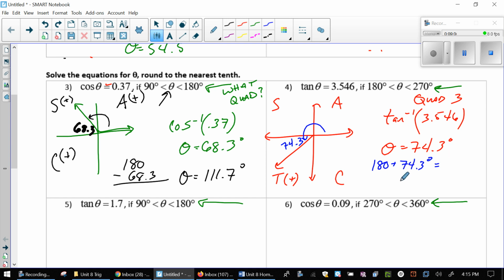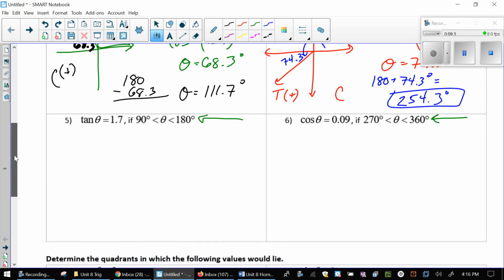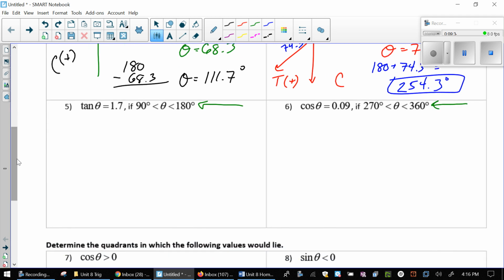So there we go. Our final answer is 254.3 degrees. Again, now, if we double check this and we do tangent of 254.3, we get back to 3.557, which is close because we had that rounding in between, so it's a little bit different, but that's because we rounded it. Okay? All right, let's try out 2 more. Okay, this is good. It's helping you guys think about using reference angles. It's helping you think about finding those quadrants and what sign it is.